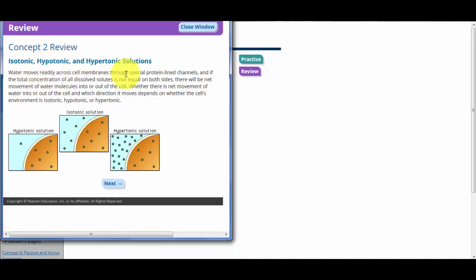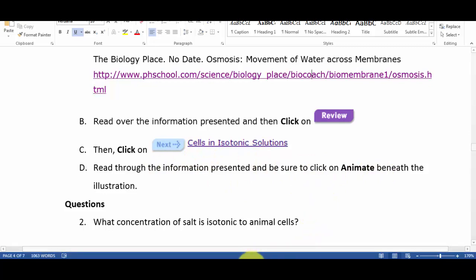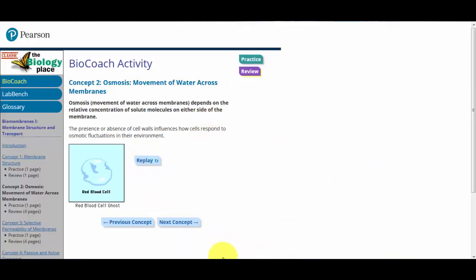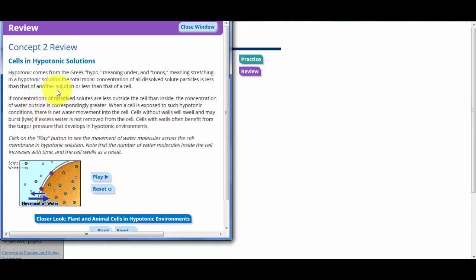A little overview of the three, what are called the tonicity of fluids. So you click next. This is isotonic fluids. It asks you some questions based on that. Go through, and what you're going to do is hit play, kind of gives you a little visual on what's going on with isotonic as far as movement of water molecules. You click next. This is hypotonic solutions, so you can click play. Gives you a little animation on that as well. What happens with hypotonic solutions that cells are sitting in.